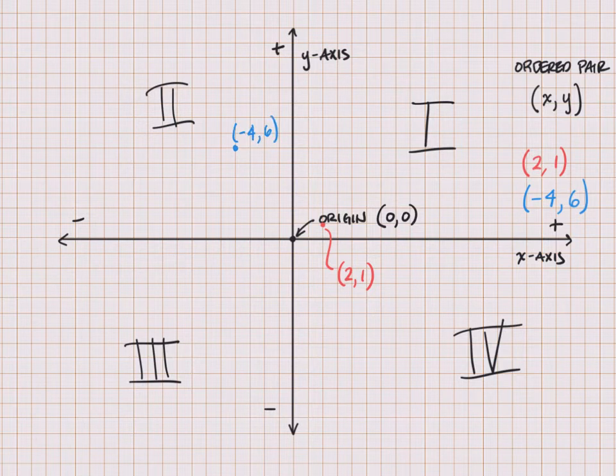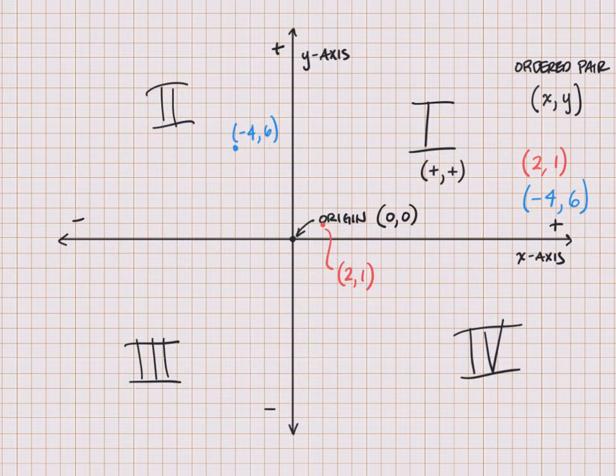Now, let's just look at the sign patterns for our quadrants. Quadrant 1 is always going to have a positive x value and a positive y value. Think about it as you start here at the origin, you go in the positive x direction, then you go in the positive y direction. That's always going to get you up here into quadrant 1.